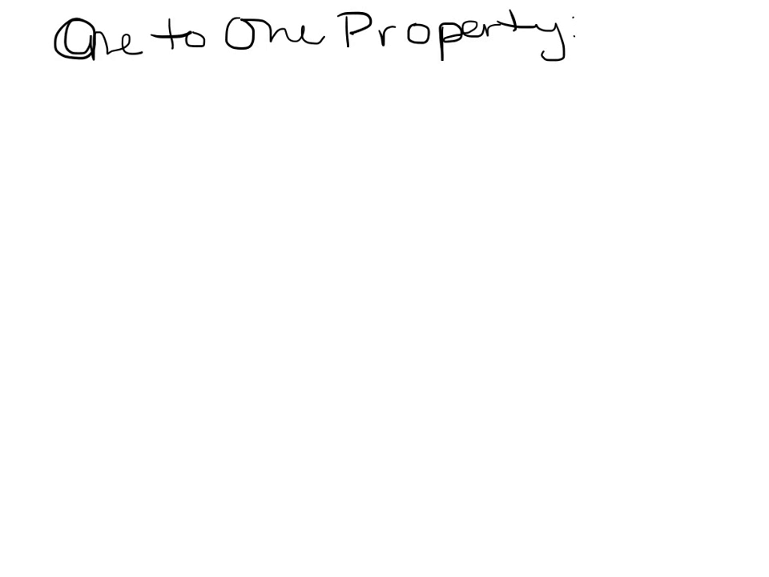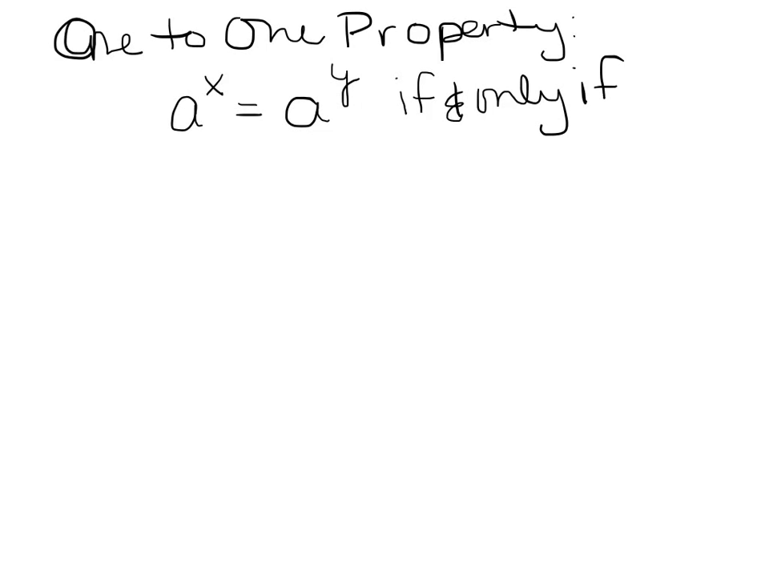Alright, let's talk about what we can do with this function. The first thing we're going to do is called the one-to-one property. And it's an important property, and it's pretty easy. If I say a to the x is equal to a to the y, then this is if and only if. So remember, that's what happens when you have a biconditional. So this is going to work both ways. If and only if x is equal to y. So, I mean, it's pretty simple.